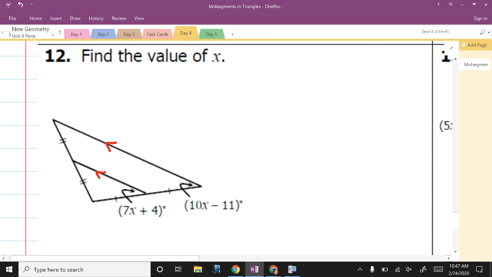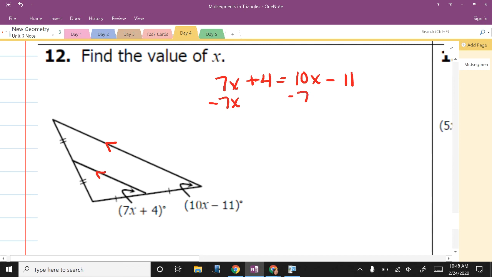So if those are parallel to each other, what's the relationship between these two angles right here? Corresponding. And corresponding angles are what? Congruent. So how do you think I could solve for x? Yep, if they're congruent, set them equal to each other. So 7x plus 4 equals 10x minus 11. Y'all with me? So set them equal to each other because they're corresponding angles, which means they are congruent.